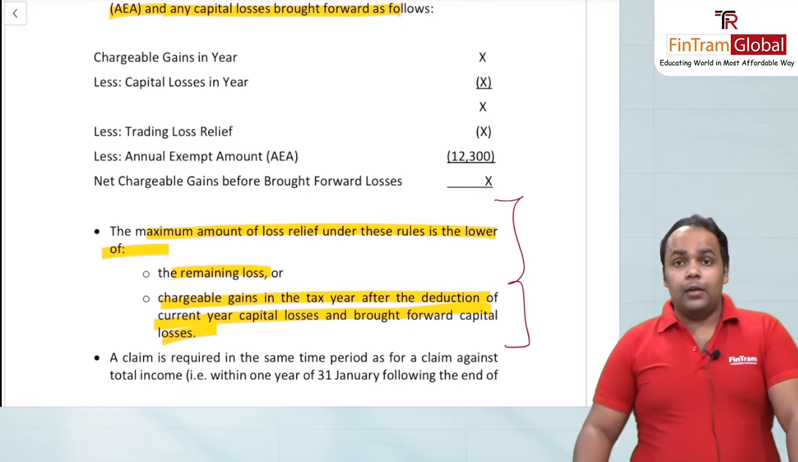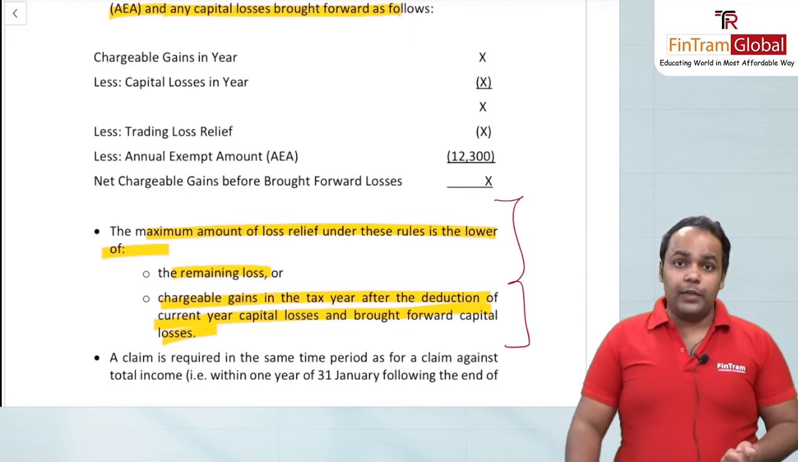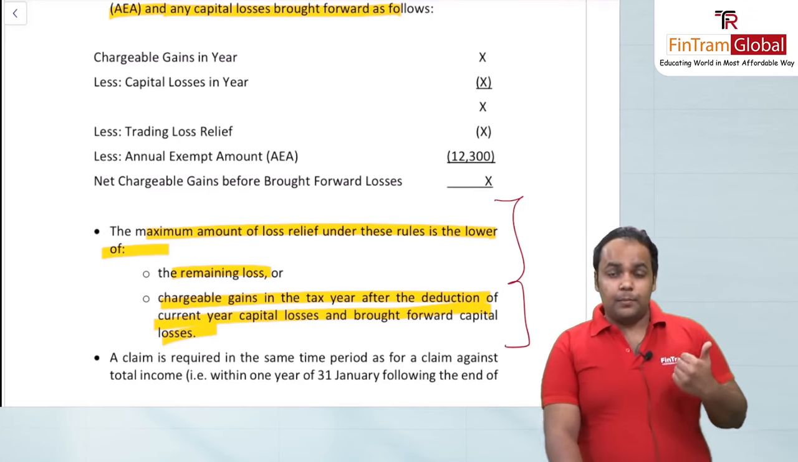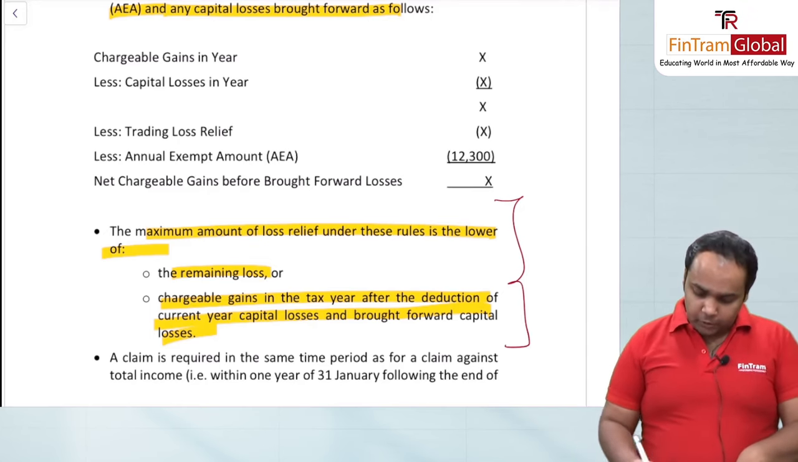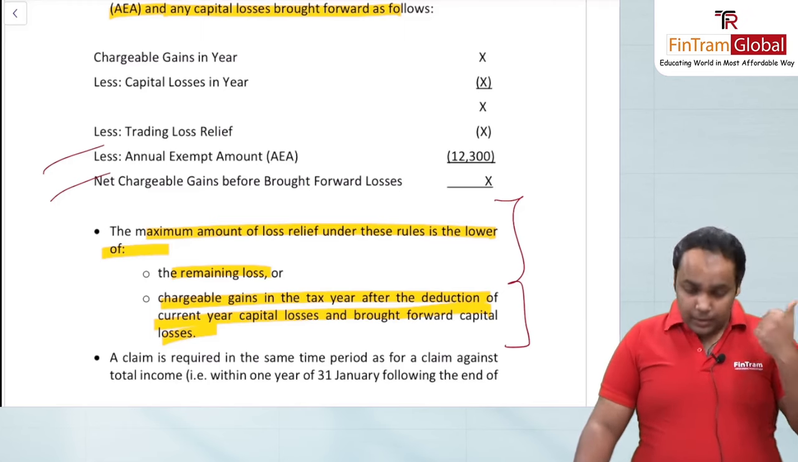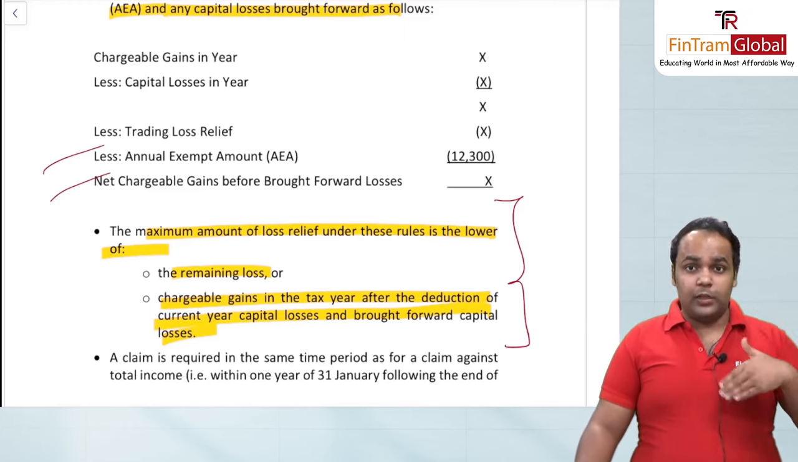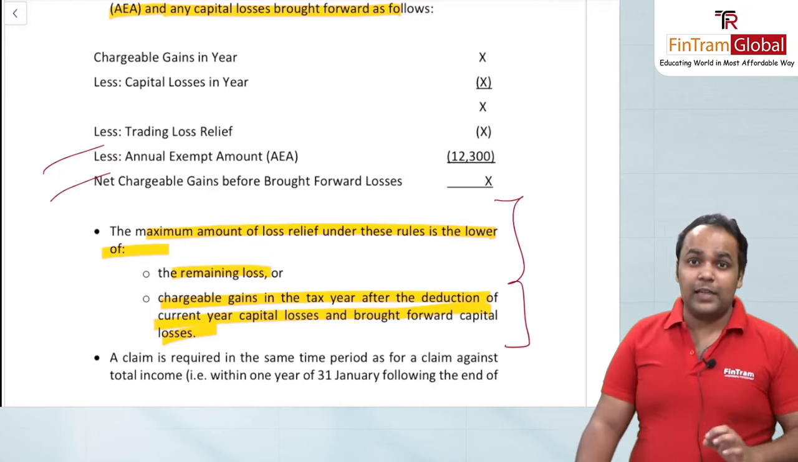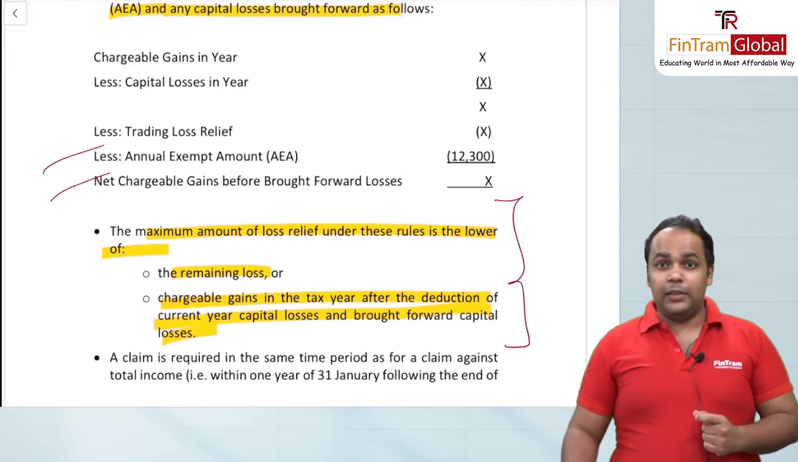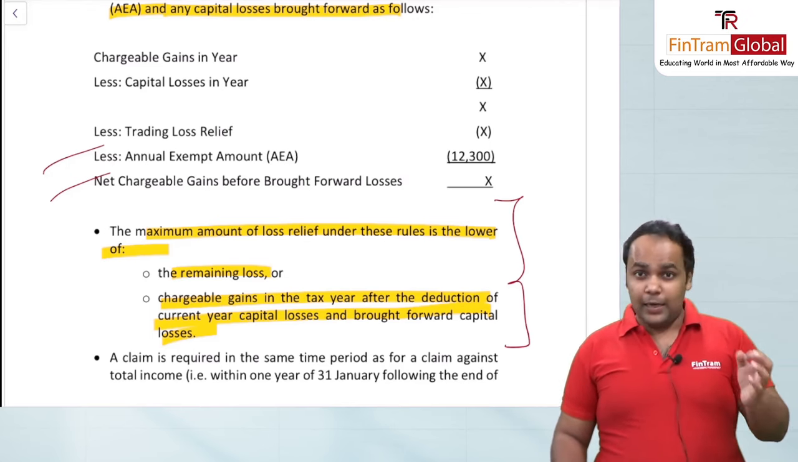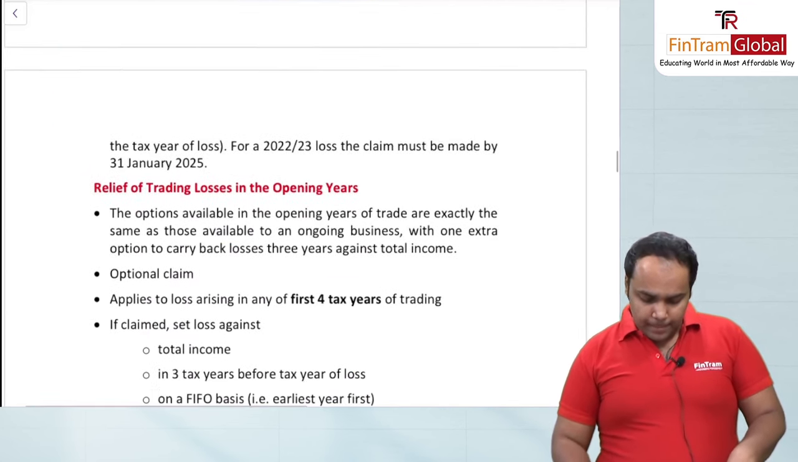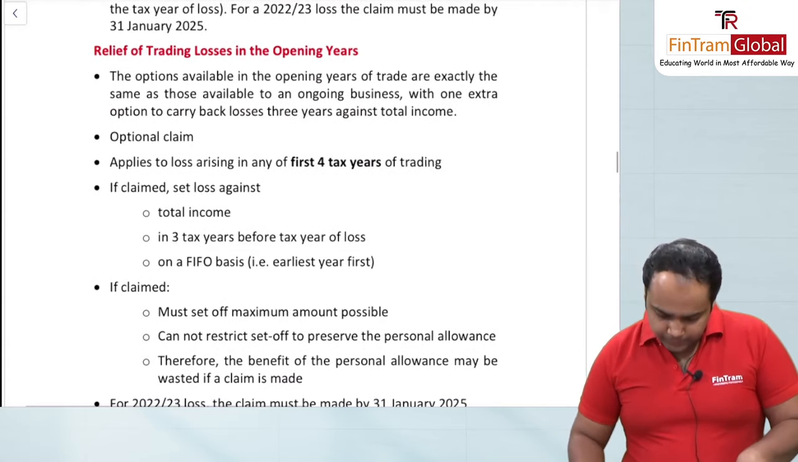Again, so if you are relieving your trading loss against chargeable gains, there are a number of things to keep in mind. First, it's done before the AEA and capital losses brought forward. Then a maximum amount as well has to be computed so that no additional amount is claimed in the tax computation. Again, all of these aspects have to be remembered, guys. The examiner can ask you any of these questions, either in totality or individually. So it's important that you know all the aspects. Claiming dates, as I said, always remain the same.